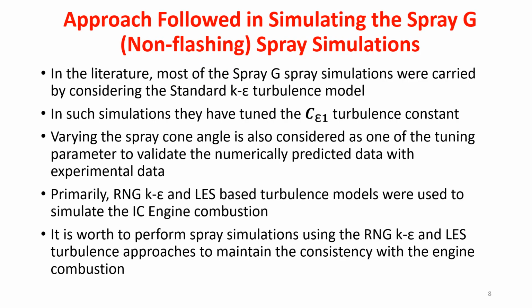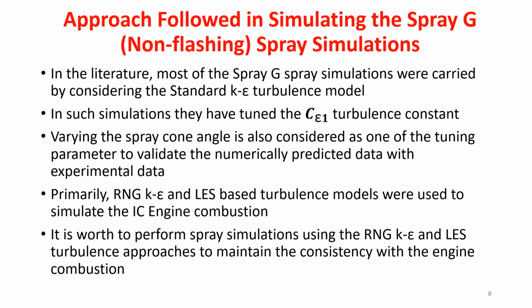From the literature, it has been observed that most of the spray simulations were carried out considering the standard K-epsilon as the turbulence closure, where the turbulence constant C epsilon 1 is tuned to match the experimental data. The higher the C epsilon 1 value, the radial pressure of the spray is reduced so that the spray will travel more distance. It is also observed that the spray cone angle is considered as one of the tuning parameters to match the experimental data.